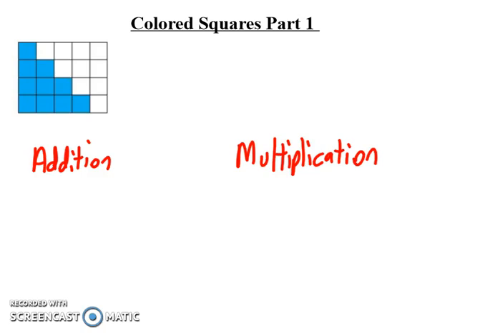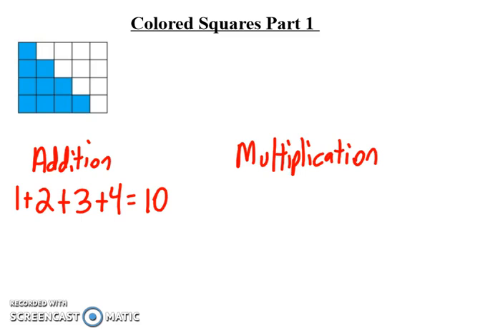So if I think about what's going on in this problem, what I can see is that for the addition, I have one box in the first row, plus two boxes in the second row, plus three boxes in the third row, plus four boxes in the fourth row that are colored in, which gives me a total of 10. So I've got 1 plus 2 plus 3 plus 4.